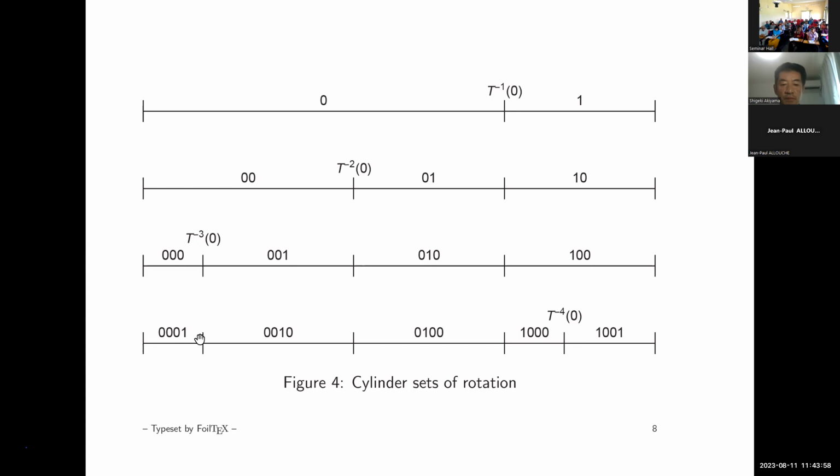In this way, if you repeat these rotations to t to the minus 4, then we get this kind of decomposition. What you get is the letters: we have 5 words. This is the coding of irrational rotations.